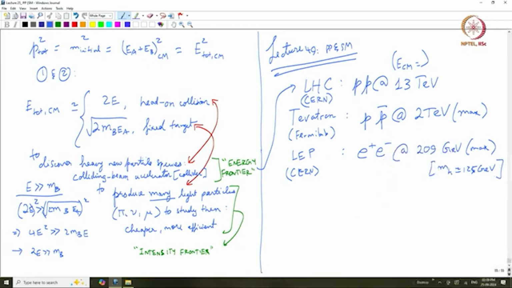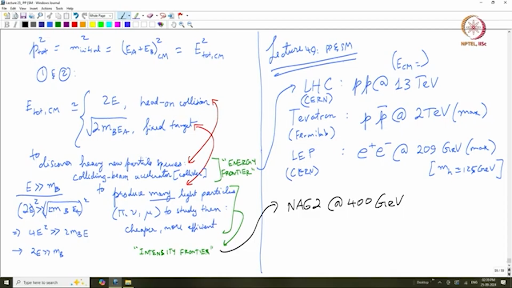Now what about the intensity frontier? Here are some examples. I recommend you go look these up on Google, Wikipedia and so on, so that you get a sense for these experiments. You can see how the detectors are built, what strategies people used, and things like that.